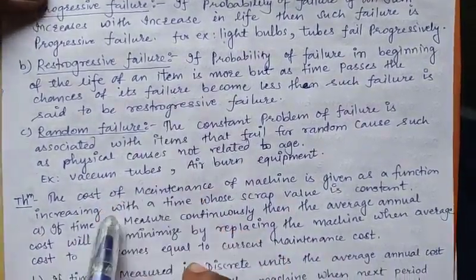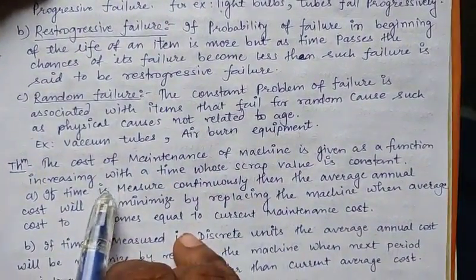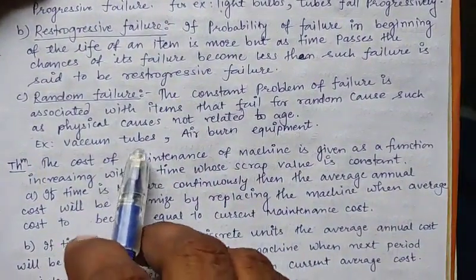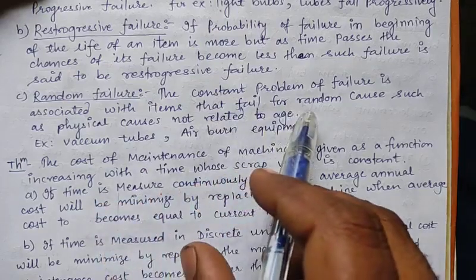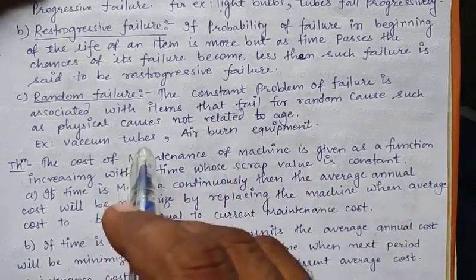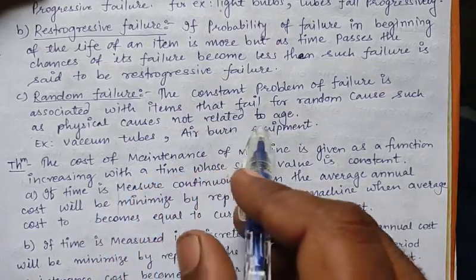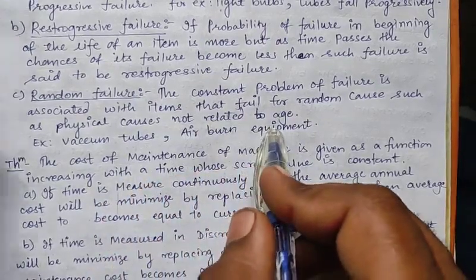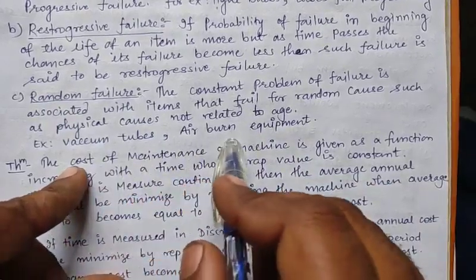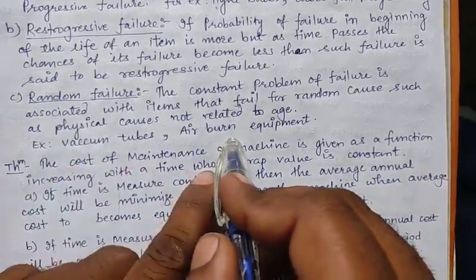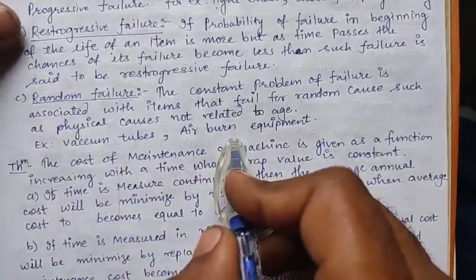And last is random failure. The constant probability of failure is associated with items that fail for random causes, such as physical causes not related to age. Now there are some examples of random failure. Vacuum tubes and airborne equipment are examples of random failure.